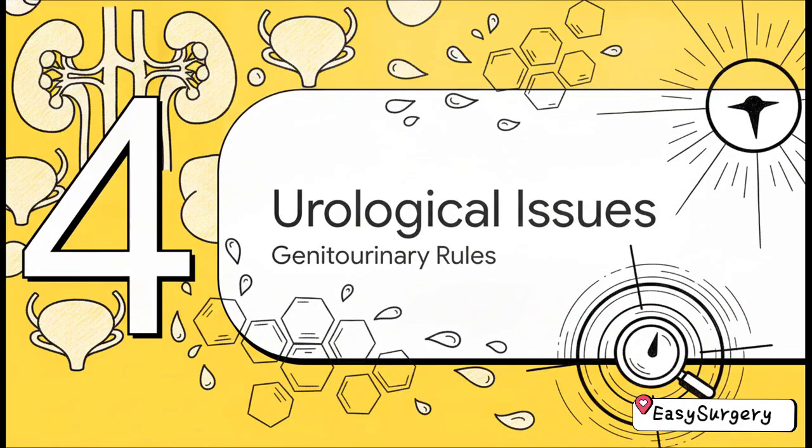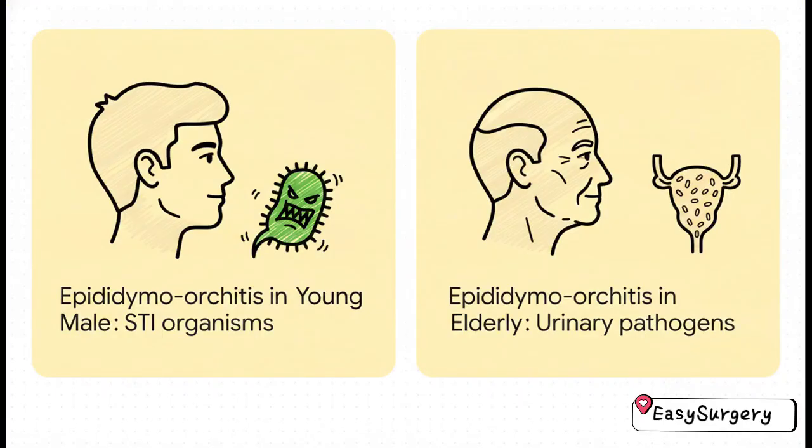You're doing outstanding work so far. Department 4, Urological and Genitourinary Issues. We're hitting the final stretch of this ward round, so let's keep that focus razor sharp. I absolutely love this comparison because it emphasizes how patient age completely flips your differential for the exact same clinical presentation. If you have epididymo-orchitis in a young male, the most common cause is STI organisms. But if you see epididymo-orchitis in an elderly patient, the most common cause shifts entirely to urinary pathogens. It's the same symptoms, but completely different culprits, based purely on demographics.